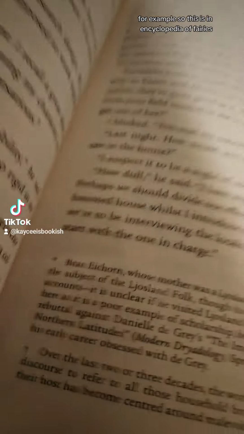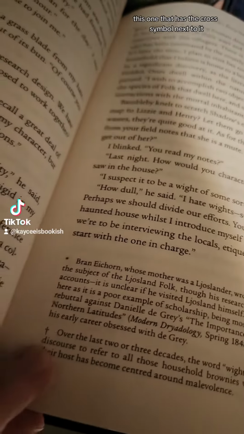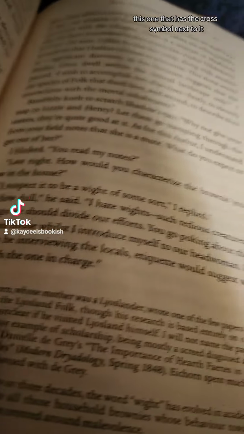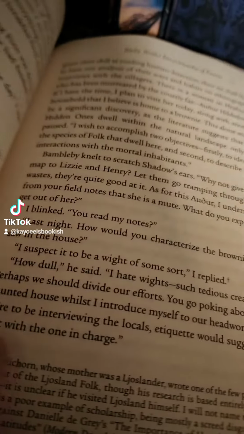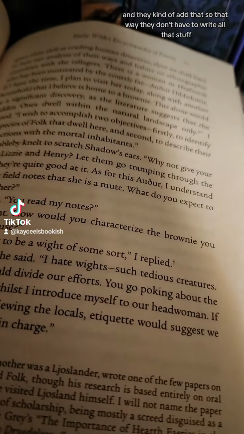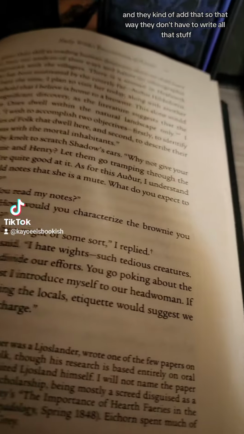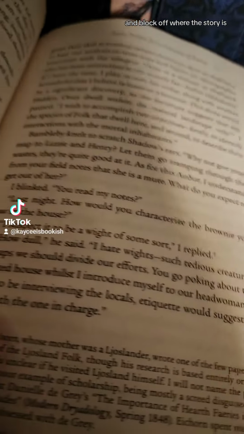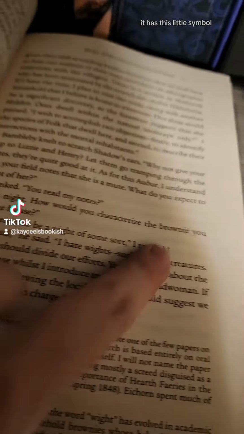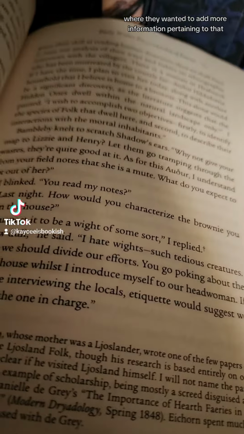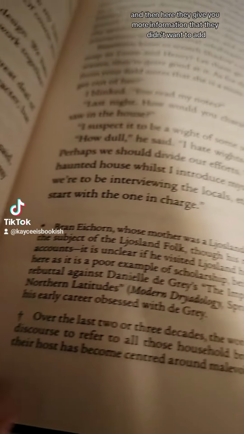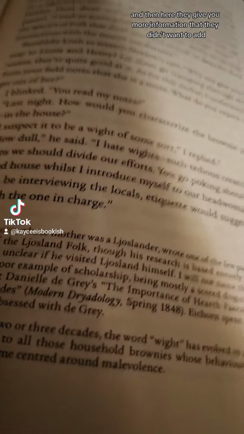For example, this is in Encyclopedia of Fairies. This one that has the cross symbol next to it is referring to right here, where there's that little symbol. They add that so they don't have to write all that stuff and block off where the story is. So right here, it has this little symbol where they wanted to add more information pertaining to that. And then here, they give you more information that they didn't want to add.